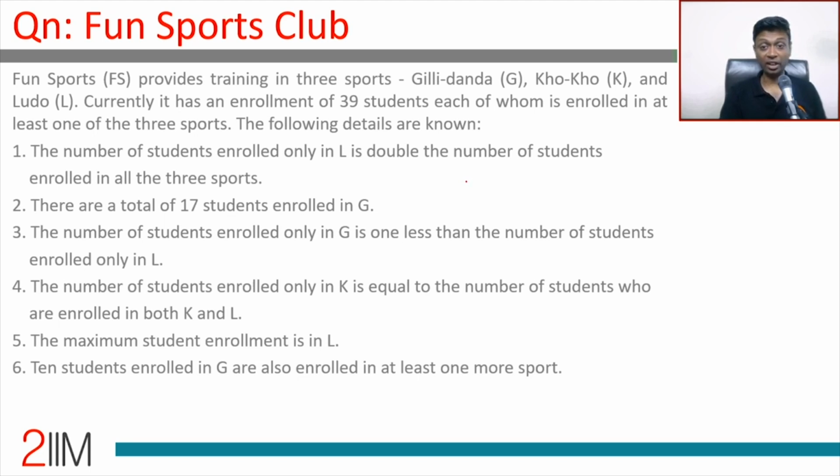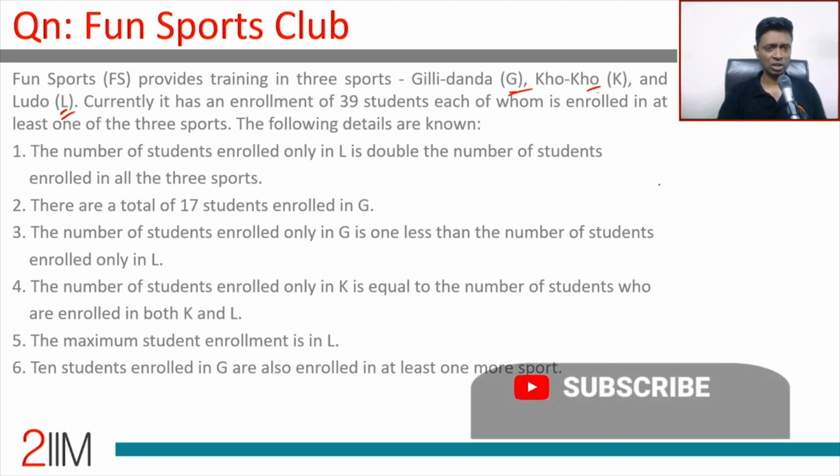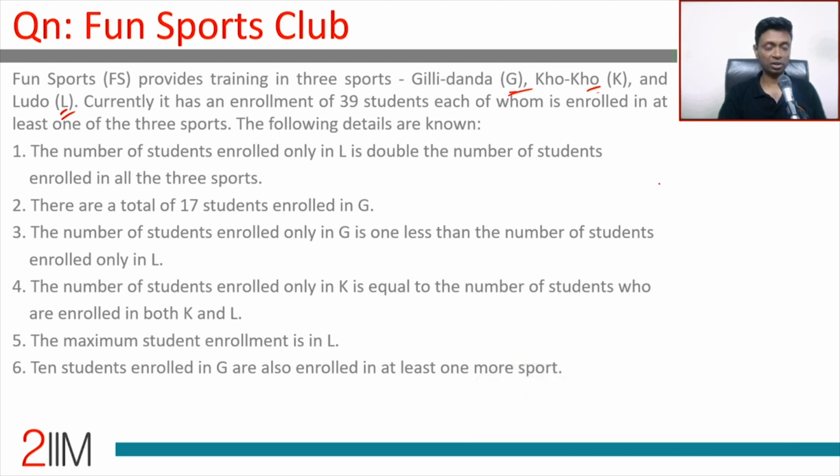Fun Sports provides training in 3 sports: Gilli Danda, Kho-Kho, and Ludo. G, K, and L. Currently, it has an enrollment of 39 students, each of whom is enrolled in at least one of the 3 sports. Fine. Straight away, by the time you read this, you should be saying set theory, 3 sets, nothing outside. When it looks like that, we might change our opinion, but you should be jumping in and saying, okay, this is the kind of puzzle I'm getting into. And if you're naturally comfortable with set theory puzzles, you should just grab it and nail this. So you should know that template really well.